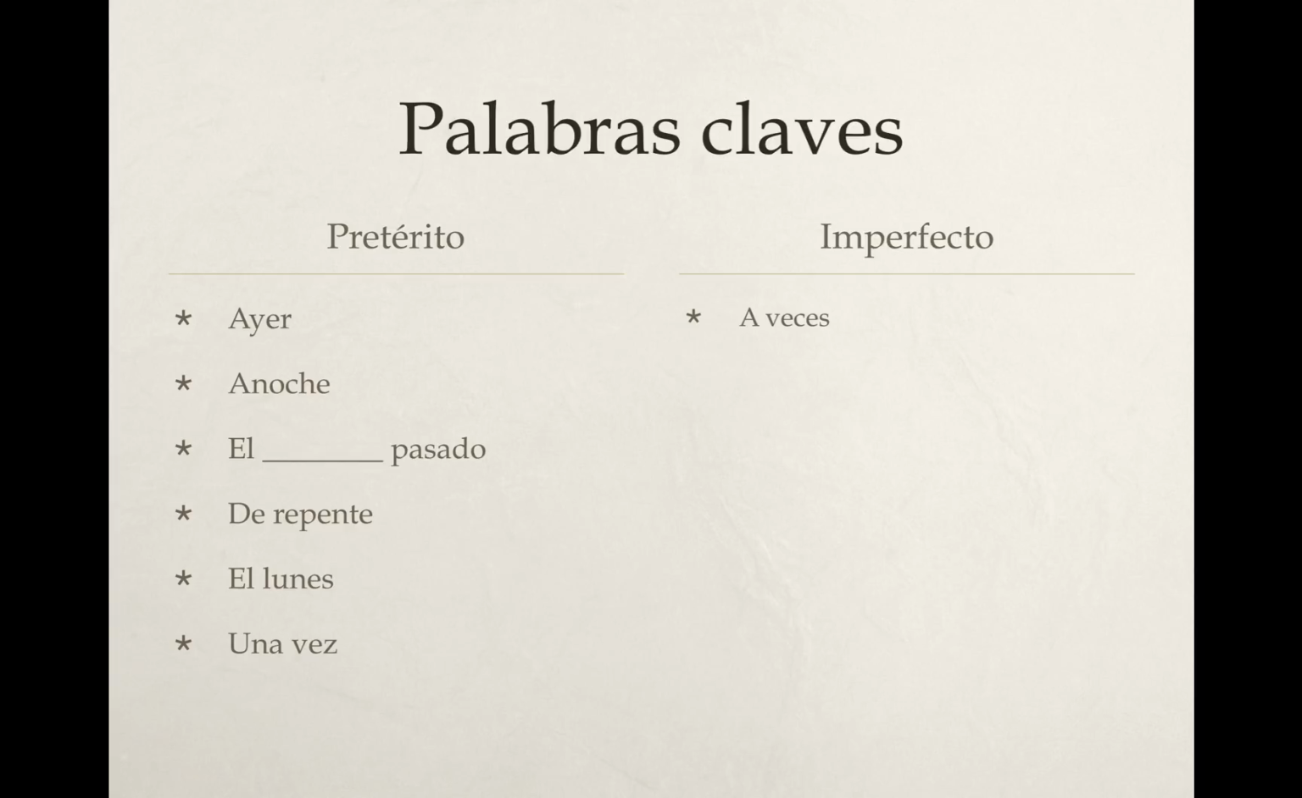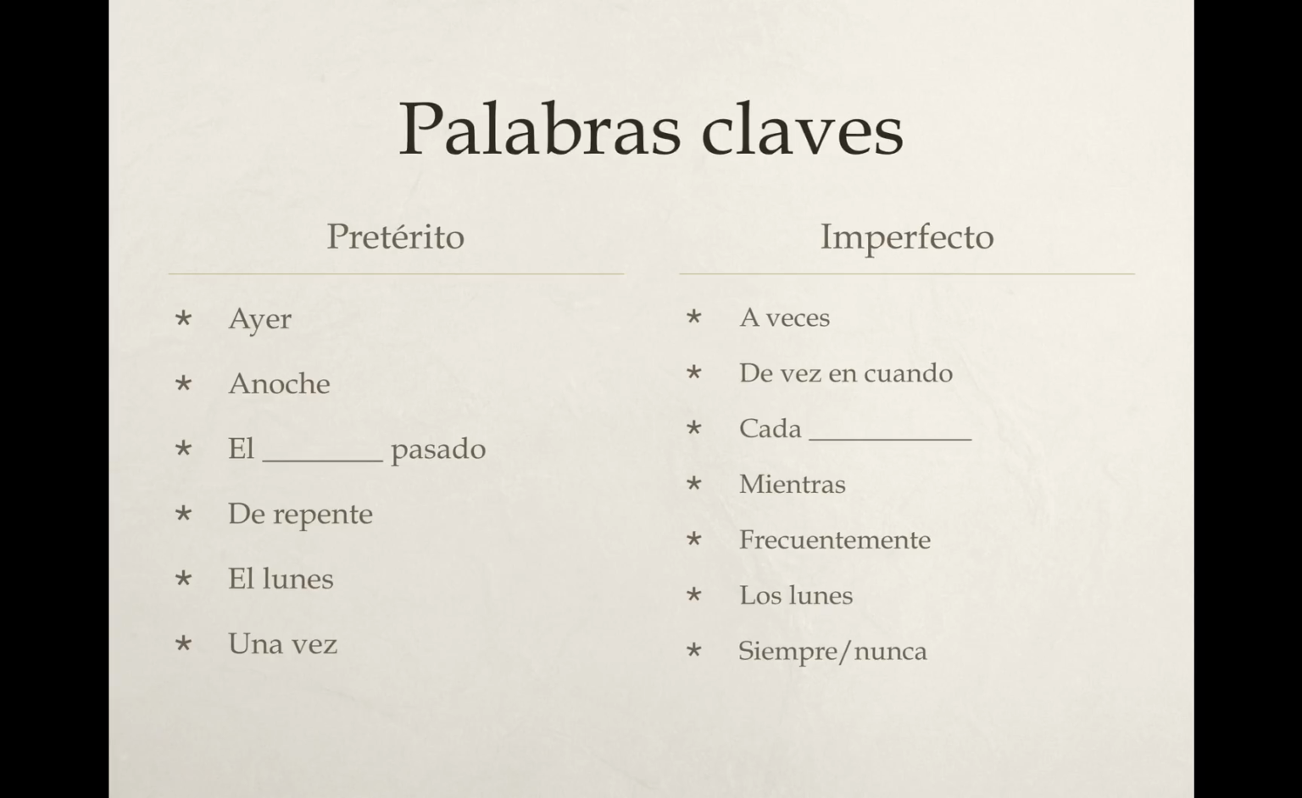For the imperfect tense, here are words that are going to let you know that imperfect is going to be used. A veces, sometimes. Once in a while, de vez en cuando. Cada día, cada semana, cada mes, cada año. Each day, each week, each month, each year. Mientras is going to be while. We'll talk about mientras sentences in a little bit. Frecuentemente, frequently. Los lunes is on Mondays. And then siempre and nunca are always and never.